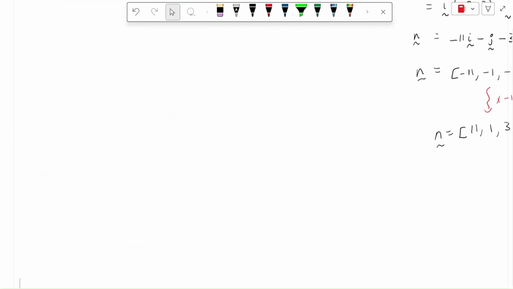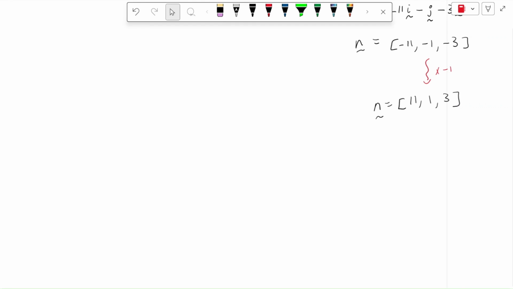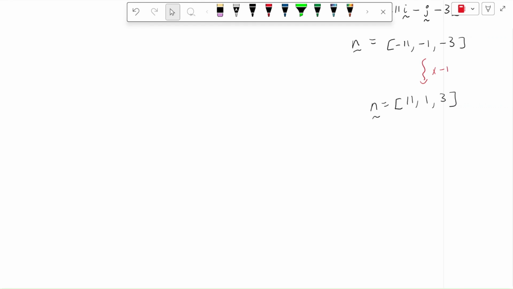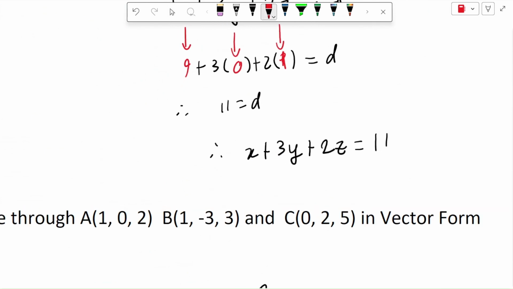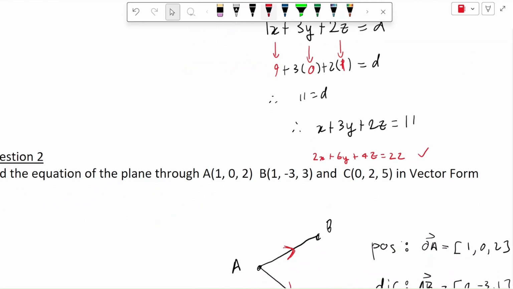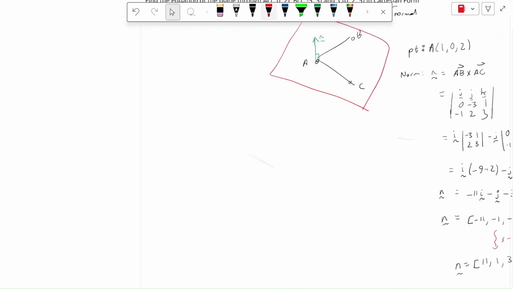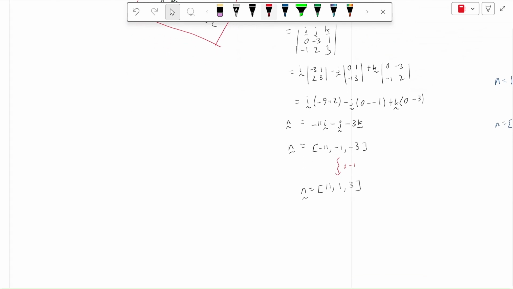And that means that there are infinitely many different equations for planes. So for example, with this plane that we worked up here, something like 2x plus 6y plus 4z equals 22 would also be correct for an equation of that plane, and it would give you the same plane. That's just doubling everything. Okay, so we've got our nice normal vector, 11, 1, 3.